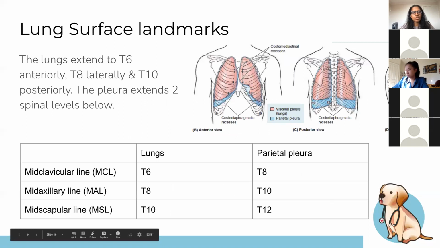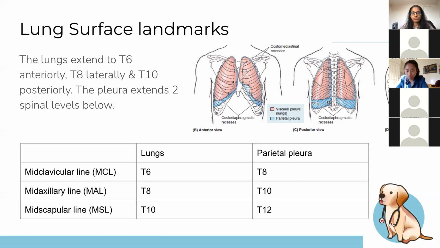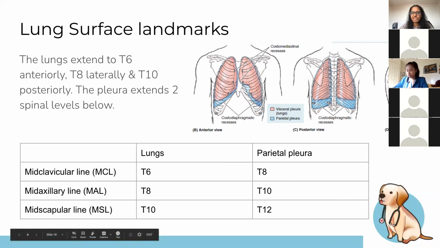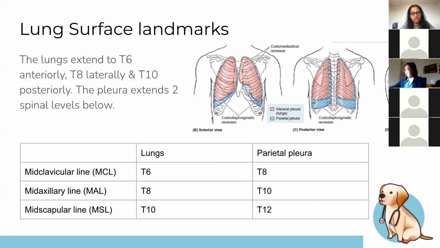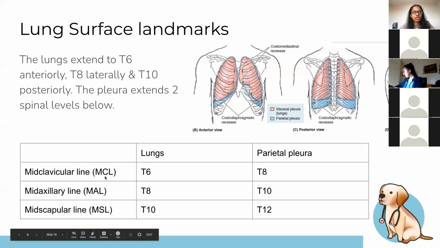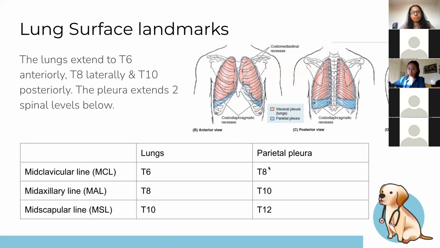All right. This again is a really important table that you basically have to know. This is a comparison between your pleura and where the lungs are. Faculty love asking questions about this, and it's pretty easy once you see the pattern. The main takeaway is that your parietal pleura will always extend 2 spinal levels below your lungs. For example, at the mid-clavicular line, the lungs will end at T6, and your parietal pleura, on the other hand, will end at T8.